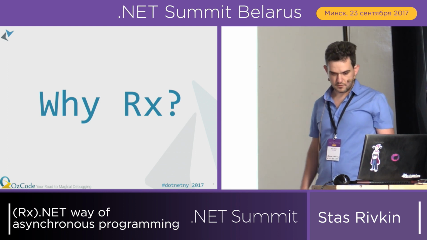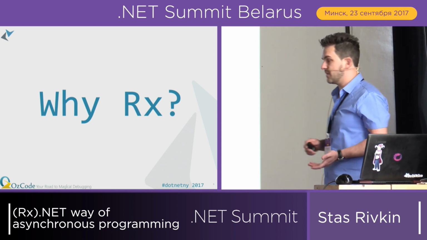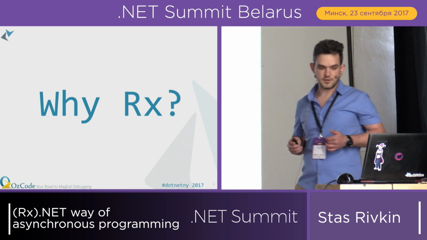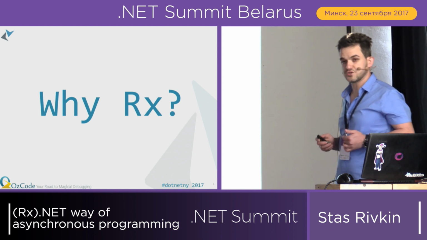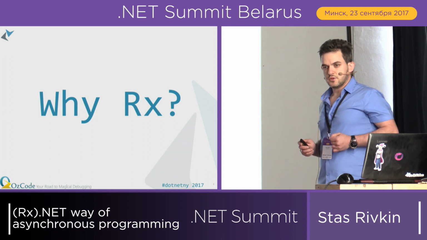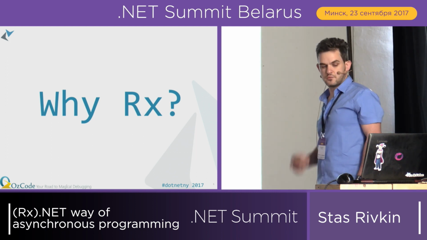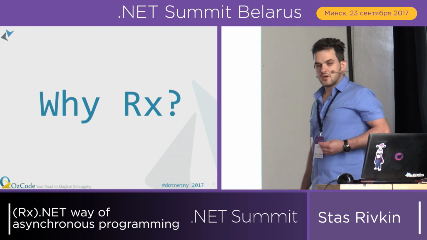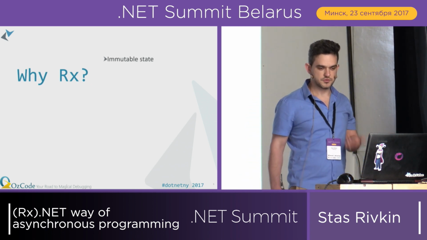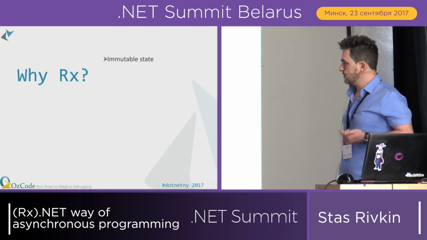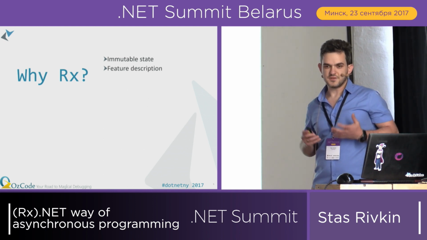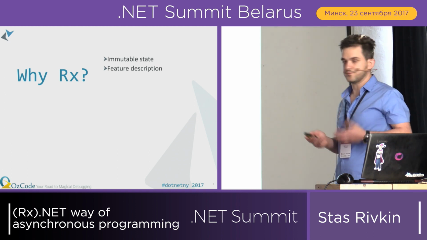So why RX? I'm not going to talk about the bad things tasks give us. Rather, I love async await, and I think they made our async life much easier. But the thing I don't like about them is that it doesn't let me be concise. The reason it doesn't let me be concise is that it doesn't help me get rid of state, mutable state, basically the enemy of any user interface application. And the other thing is, I want the idea, the feature description, I want it all to be in a single, readable piece of code.